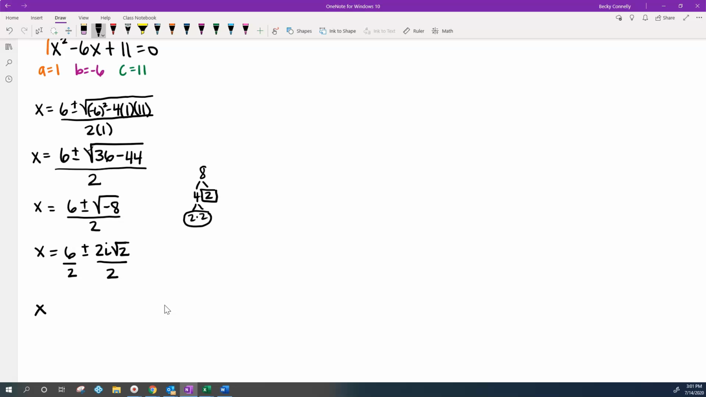So here, 6 divided by 2 is 3, right? 2 divides into 6 3 times, and that 2 on the outside can also divide out. So that just leaves me with plus or minus i square root of 2. All right, so there are my two solutions: 3 plus i square root of 2 and 3 minus i square root of 2.